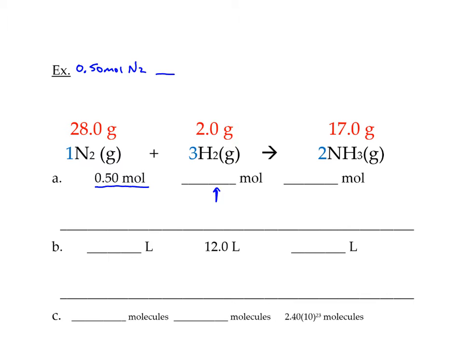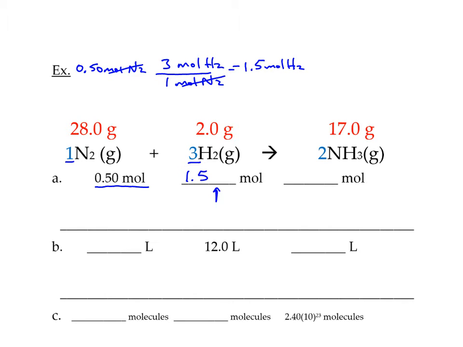Then you want to get rid of moles of N2. You would write that here. And you want to go to moles of hydrogen, which is right here. And you look at your coefficients, 1 and 3, so you put a 1 right here and a 3 right here. So now you know that you have 0.5 times 3, which is 1.5 moles of hydrogen would be necessary. And you'd write your 1.5 right here.